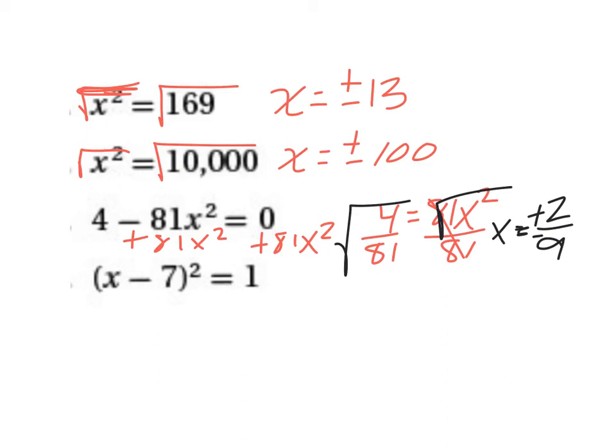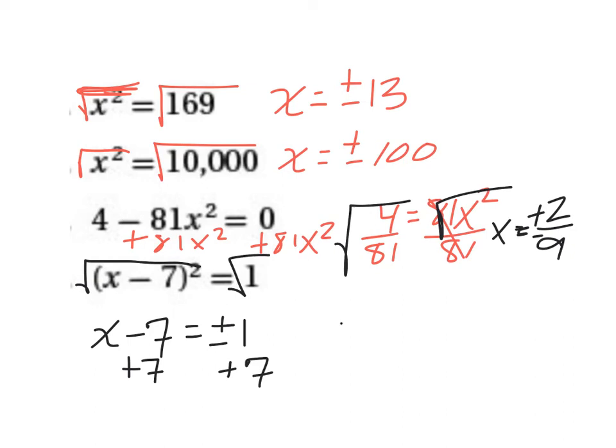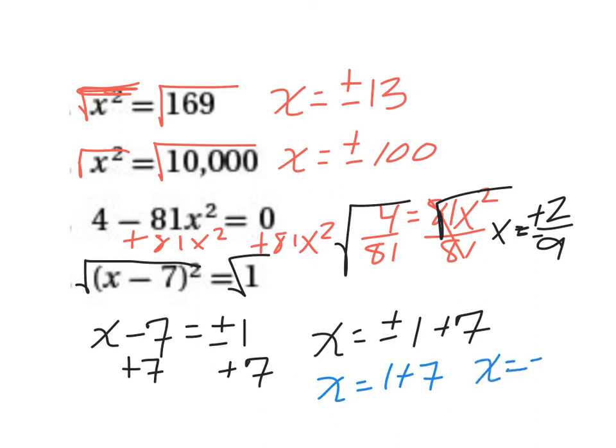Okay, and the last one, so I have to get rid of the squared first. If we have a binomial like this in parentheses, we have to get rid of that squared first. So I have x minus 7 equals plus or minus 1. When you take the square root of 1, you get plus or minus 1. Now I'm adding 7 to both sides. So I have x equals plus or minus 1 plus 7. So I have to do two math problems. The first math problem would be x equals positive 1 plus 7. And my next math problem would be x equals negative 1 plus 7. So my two answers that I get are 8 and 6.